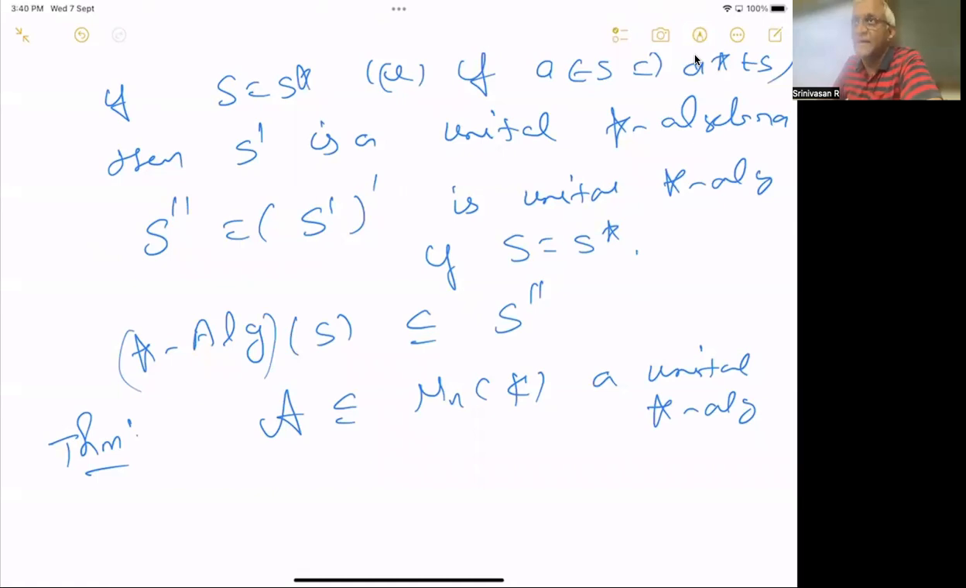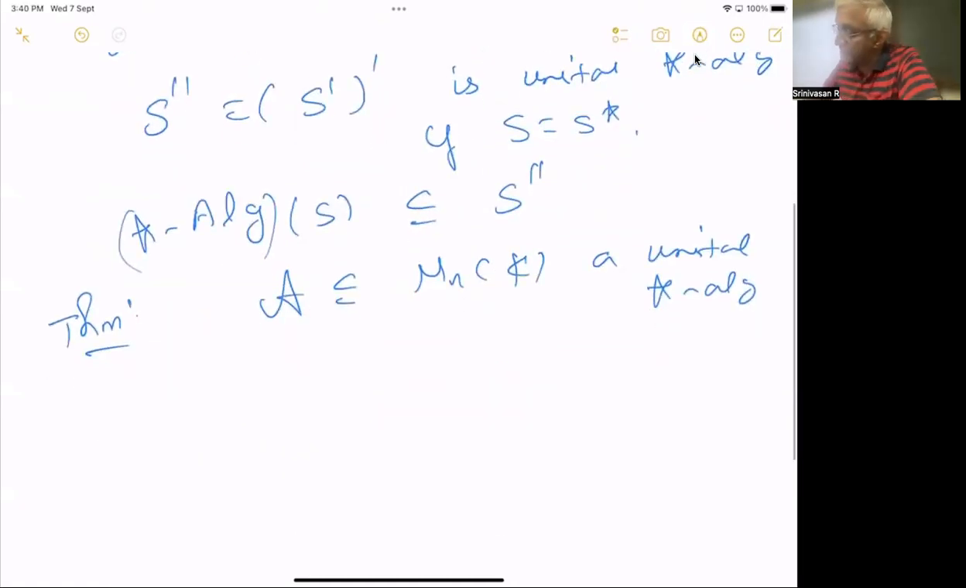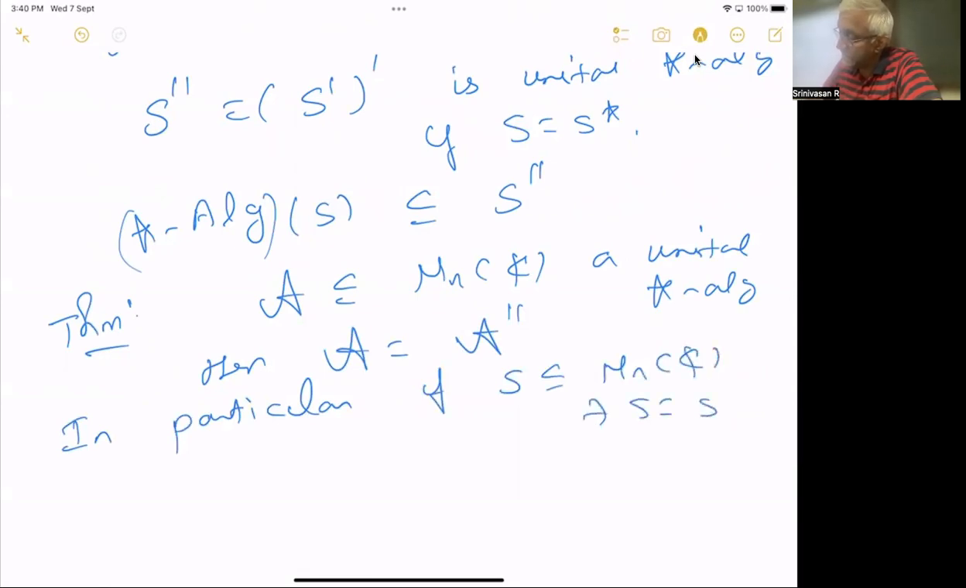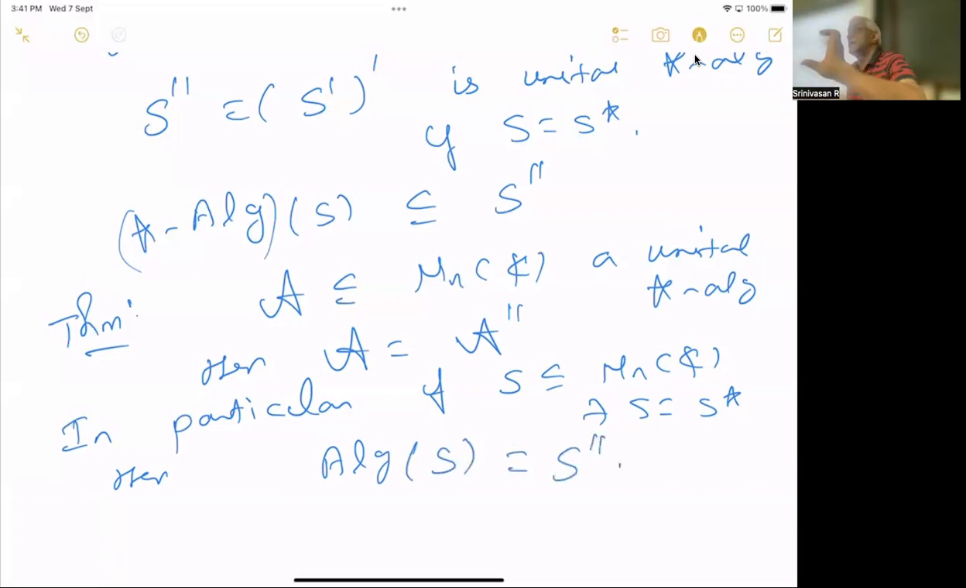That is for a set. But if you have an algebra A contained in M_n(C) which is a unital star algebra, then this is the double commutant theorem: A equals A double commutant. In particular, as a consequence, if S is contained in M_n(C), any set such that S equals S star, then the algebra generated by S is equal to S double commutant. That is the smallest algebra containing S.